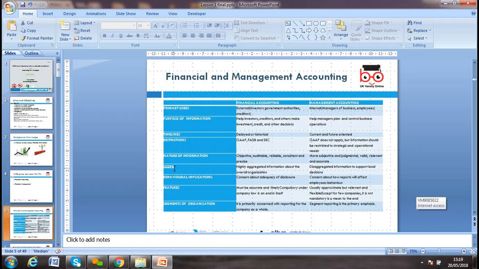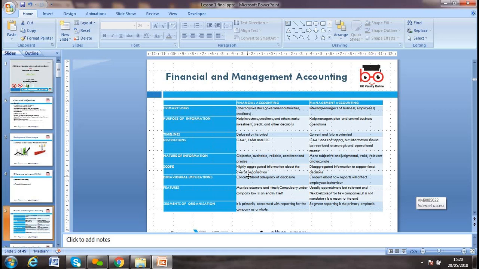Nature of the information: financial information is more objective and auditable, reliable, consistent and precise. But management accounting is more subjective judgment, valid, relevant and accurate. Scope: financial information is highly aggregated, but management accounting is disaggregated information to support local decisions.